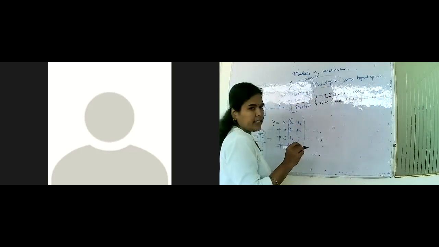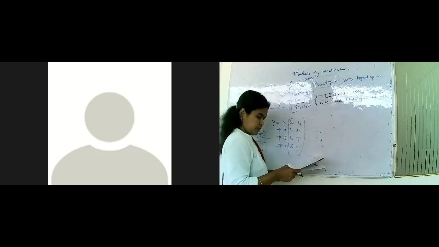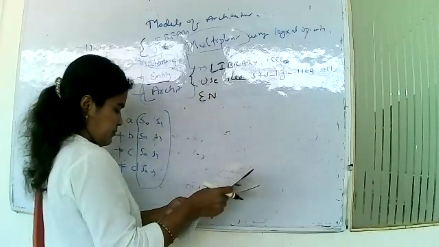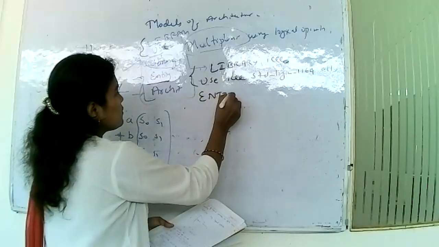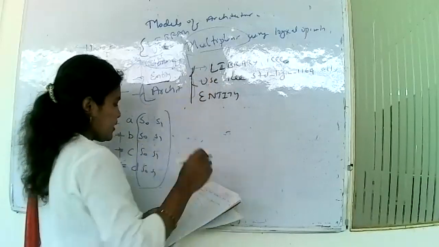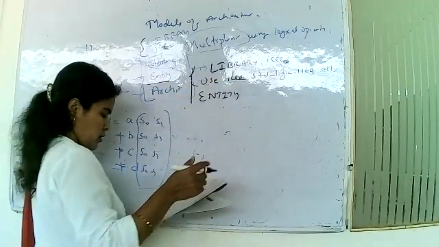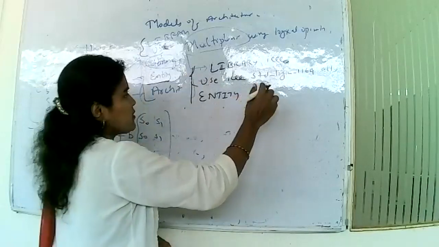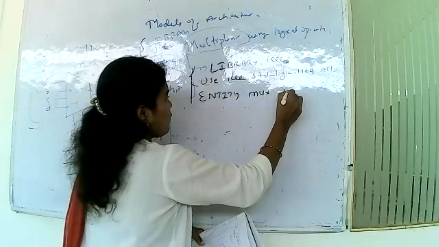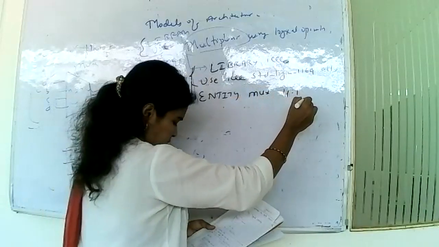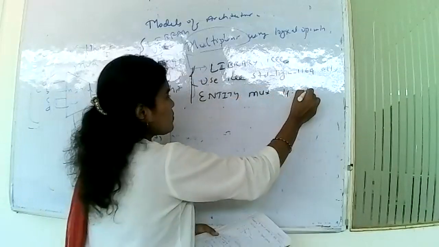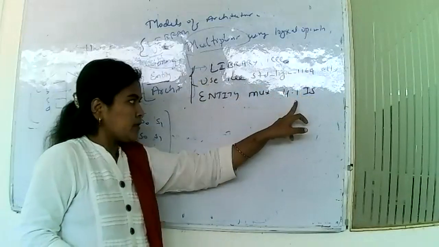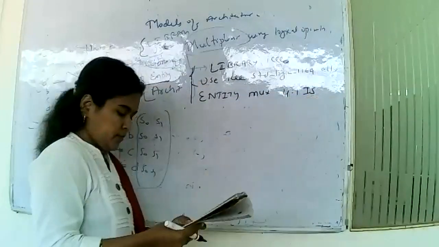In the entity, what will we do? We will write only inputs and outputs. So entity. This is the first section, entity. The entity name is Mux 4:1.